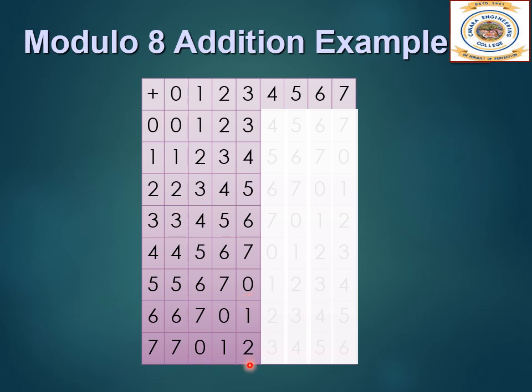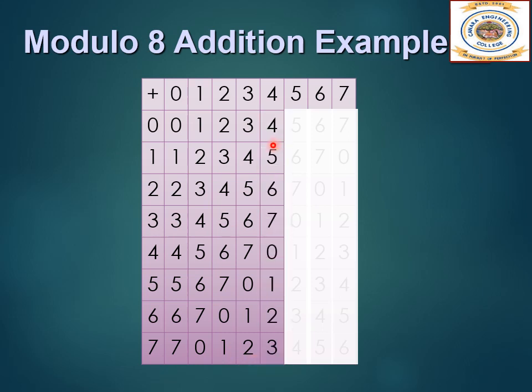3 and 7, 10. So, 10 mod 8. What is the remainder when I divide 10 by 8? 10 by 8, quotient is 1. What is the remainder? 2. So, that you have to enter in this particular cell over here. So, let us check the next column for 4.